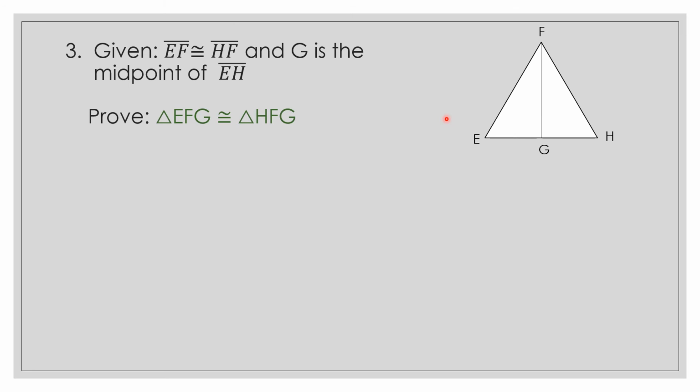Okay, let's have another example. Let's look at our illustration here and look at our given. So what are our given? We have segment EF is congruent to segment HF. Okay, let's put the mark so that we can easily see it. And G is the midpoint of EH. Now we have to prove that triangle EFG is congruent to triangle HFG.